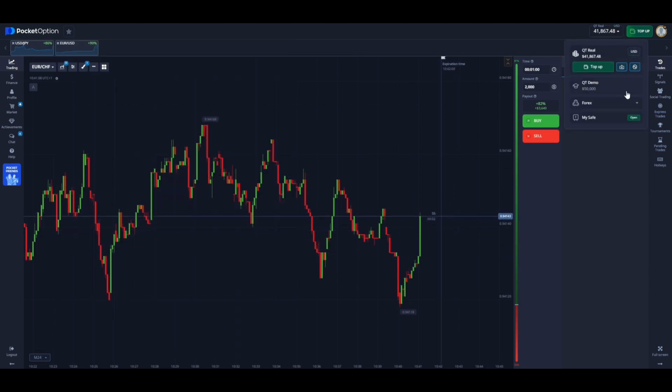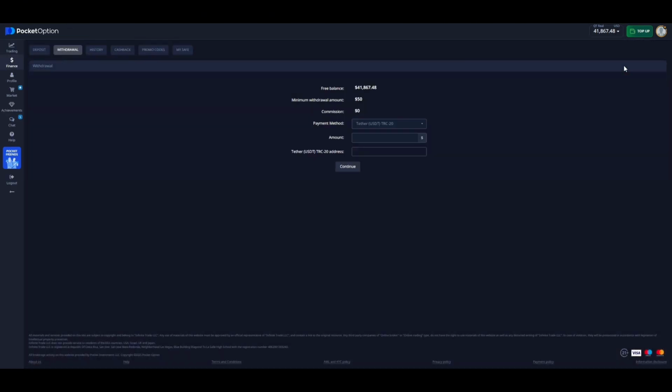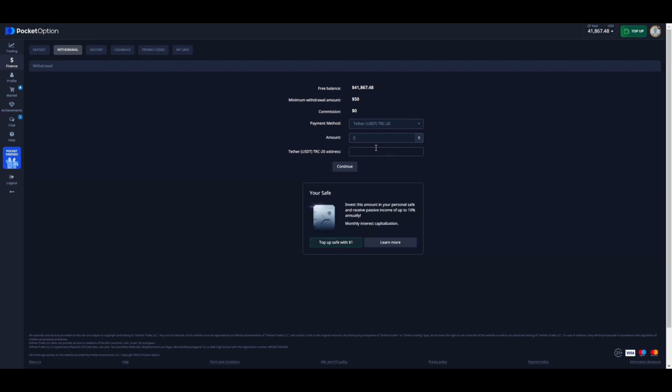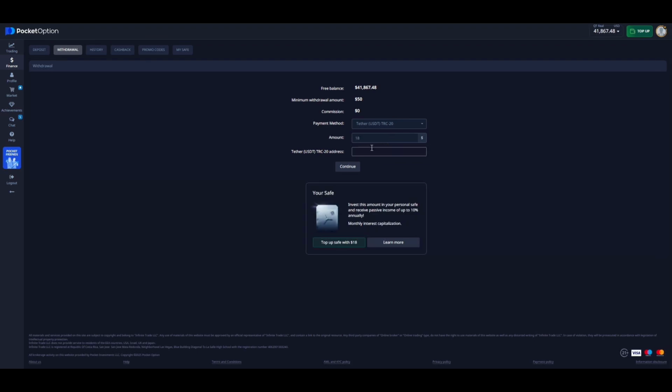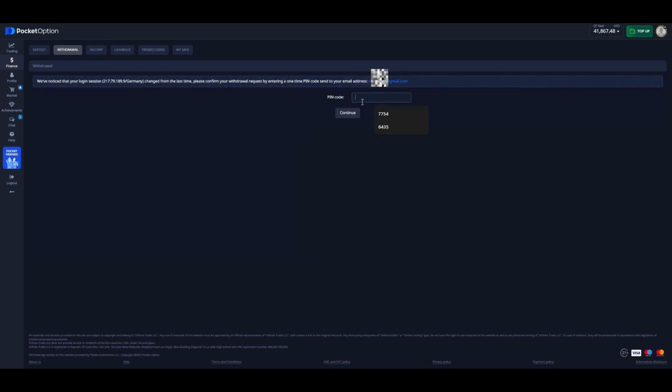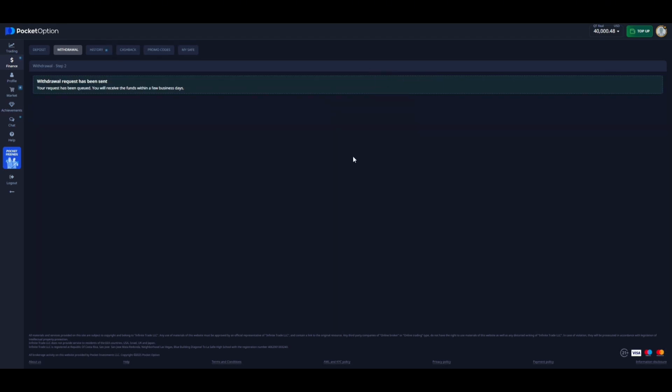Now it's time to withdraw the balance. And I plan to withdraw $1,867, leaving an even amount of $40,000 as a deposit for further trading. The withdrawal request has been successfully sent, and with that, I'll be wrapping up and getting ready for the trading session with my team.